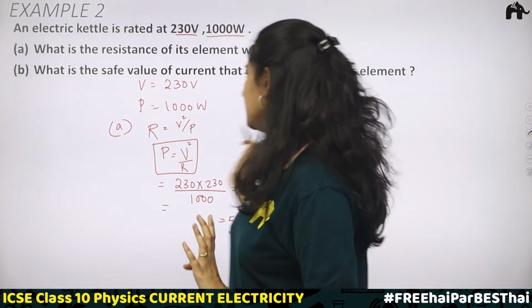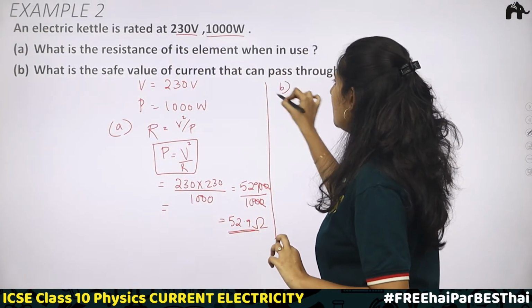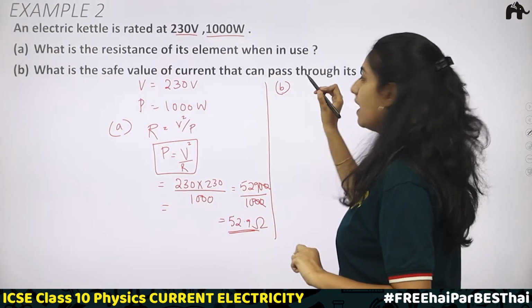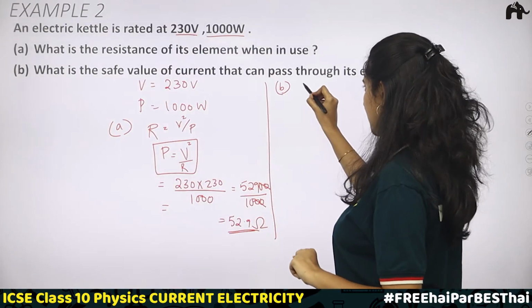So the first part is clear. Now the second part of the question, B part, we have to find the safe current. How to find safe current?